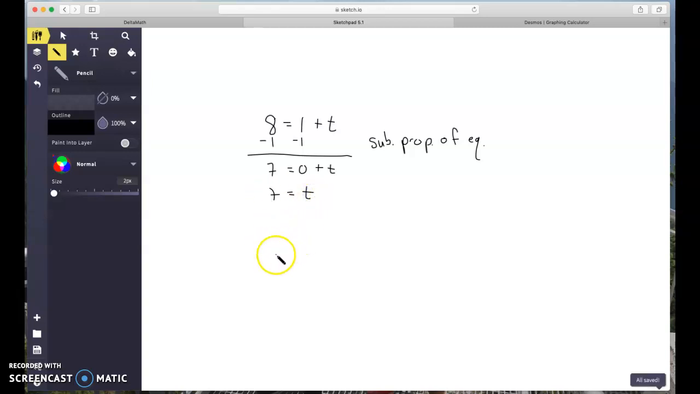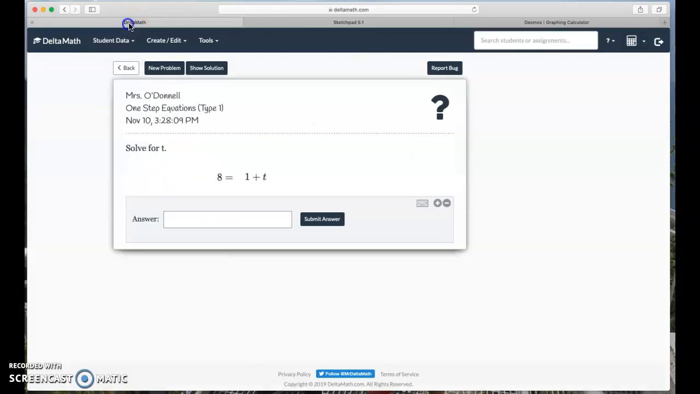And I can go ahead and check my work by plugging back into my original equation. 8 equals 1 plus t. I'm going to plug in a 7 for my t and make sure that my equation stays balanced. So 1 plus 7, that equals 8, and 8 equals 8 is a true statement, so it does in fact stay balanced. All right, let's hop over to Delta Math.